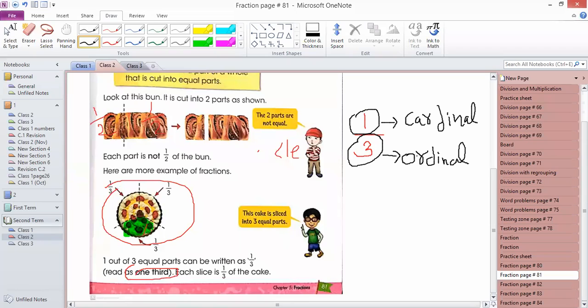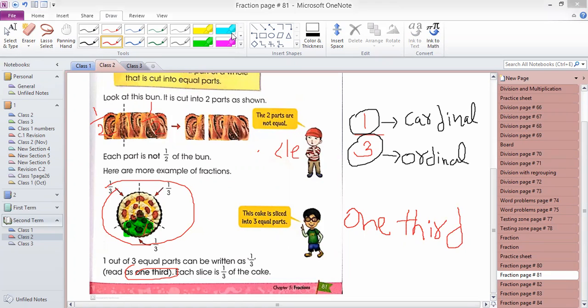So if you want to read a fraction, you will read the numerator as a cardinal number. 1 means one, O-N-E. But 3, when you talk about order, is first, second, and third. So it will be third. You will read 1/3 as one third. So I can say that I am eating one third of the cake.